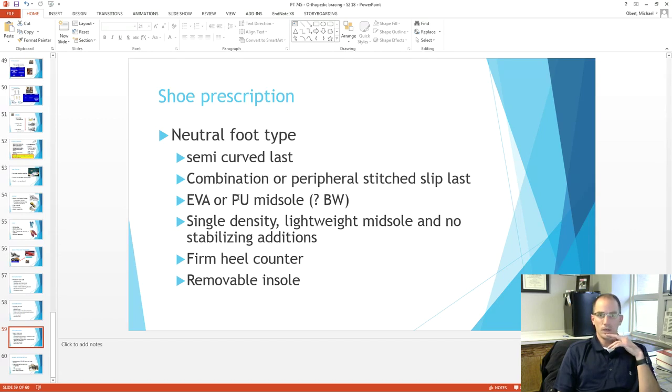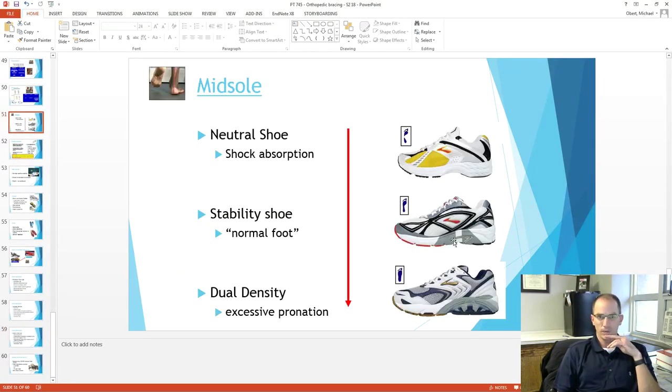With the EVA or the polyurethane, it can be either way. A lot of times it really depends on body weight. Again, we don't necessarily need any stabilizing additions. I know this picture showed that we can have a little something for the normal foot, but I would say shy away from that. You would look for a normal, neutral foot, looking at this neutral shoe where it's the same density all the way through, whether it's polyurethane or the EVA. It really depends on their body weight also.